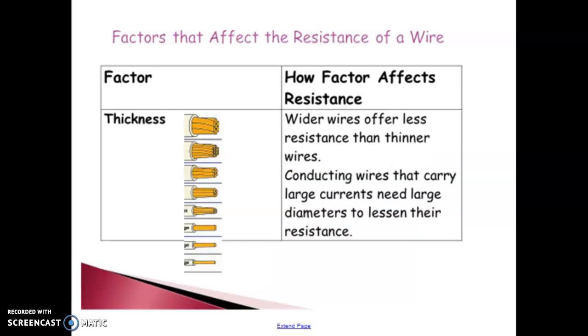Okay, and the last factor here is the thickness of the wire. Again, think of the water going in a pipeway. The thicker the wire, the less resistance the electrons have. More electrons are able to flow through that wire if there's more space to move. If you have a very thin wire, you have more resistance because the electrons are going to have a harder time traveling through it.